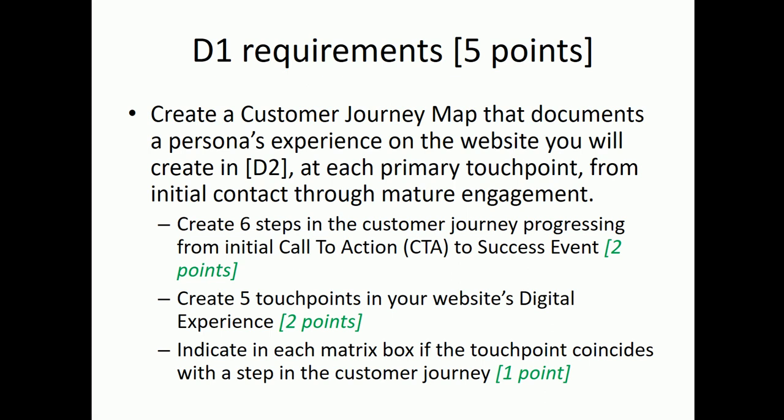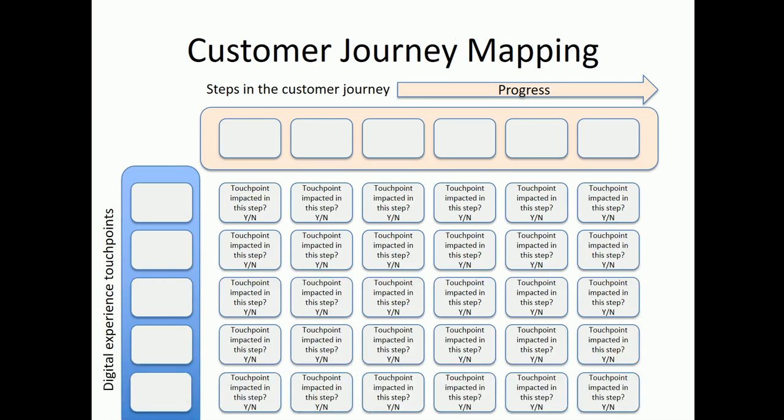And the way we will be evaluating this is that you need to create 6 steps in the customer journey, progressing from initial call to action to success event. That'll be worth 2 points. And then you need to create 5 touch points on your website's digital experience. That'll be worth 2 points. And then you'll indicate in each matrix box if the touch point coincides with a step in the customer journey, and that'll be worth 1 point. So let's jump right into that.